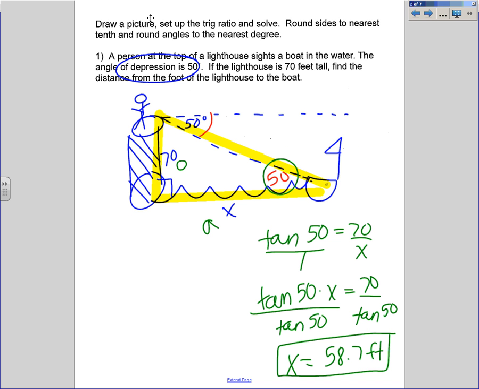We did the angle of depression, which was the 50 degrees outside, which I transferred to make it inside. And then we realized that our setup was going to be a tangent. So the tangent of 50 degrees is opposite over adjacent, and that's where we've got tangent 50 equals 70 over x. That's this piece. When you cross multiply, tan 50 times x equals 70. That's this piece. Divide both sides by tan 50, and you get 58.7 feet.